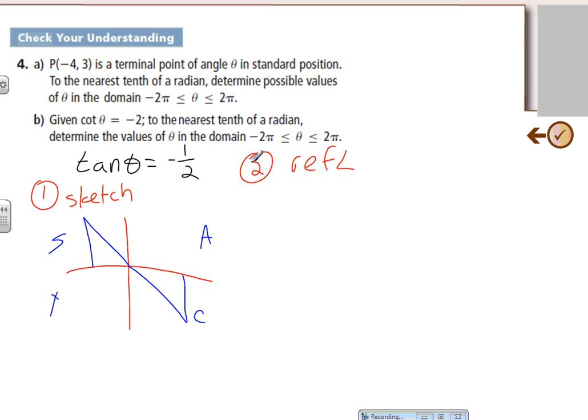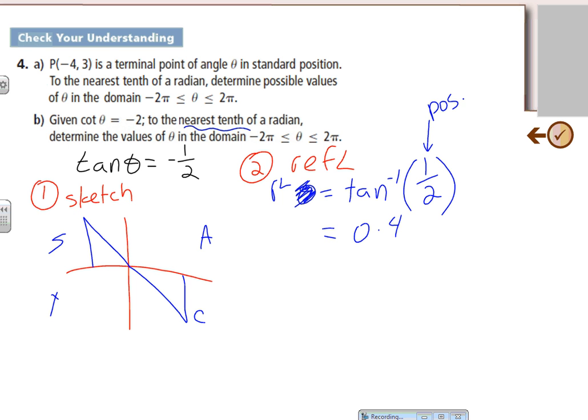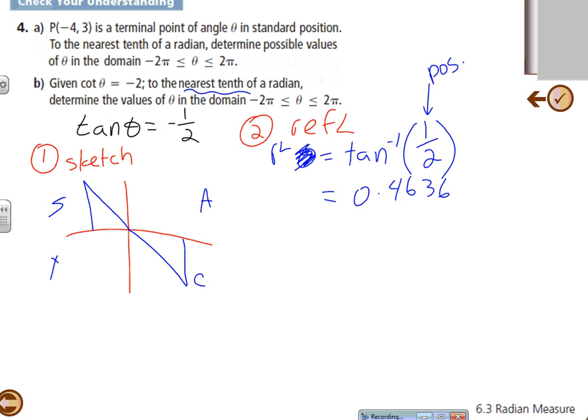Step 2, reference angle. In order to find a reference angle, we can take our inverse tan, and it's set to nearest tenth, so we know we're not looking on the unit circle here. Inverse tan of positive 1/2. The negative just told us where to draw it. This will give us theta, our reference angle. Our reference angle is going to be 0.4636.